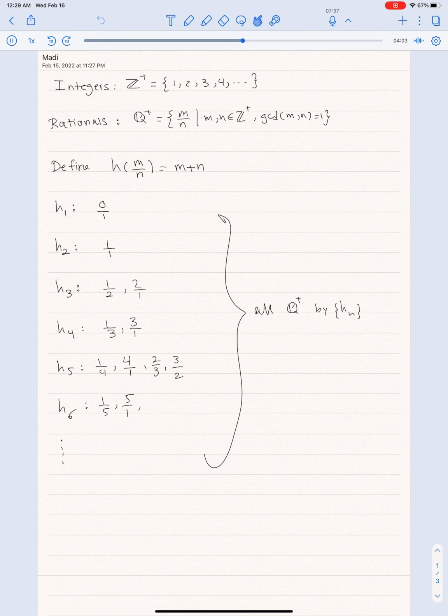Now we're going to do something fun. We're going to number them. Let's go with M for Madi. This is M1, M2, M3, M4, M5, M6, M7, M8, M9, M10, M11, M12, and so on. So we are numbering them, we're making a sequence out of them.